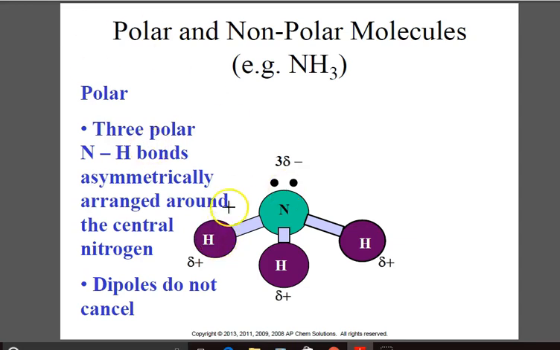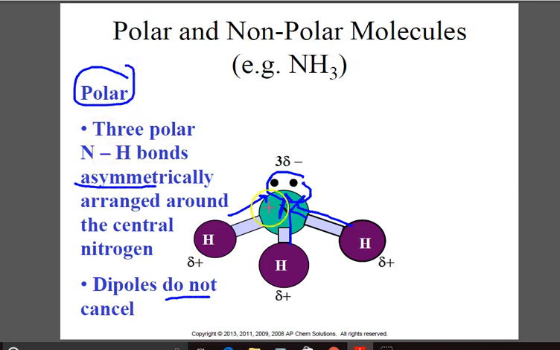Let me draw this one more time. And they are not symmetrically arranged. If there was a 4th hydrogen up here and that arrow could come down symmetrically, then those could all cancel. But you have your 3 coming in, and then your lone pair throws off your symmetry. So you have 3 bonds asymmetrically arranged. The dipoles do not cancel, so it is polar.